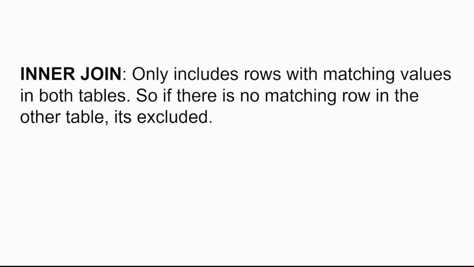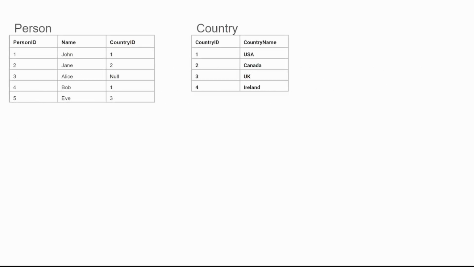So the first join is an inner join. An inner join only includes rows with matching values in both tables. So if there's no matching row in either table, it's going to be excluded. In this example, you can see the person and the country table, and I'm going to return the person ID, the name, and the country ID.